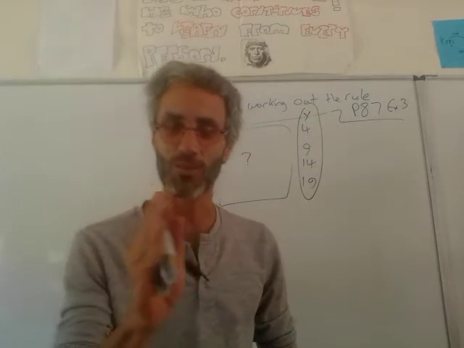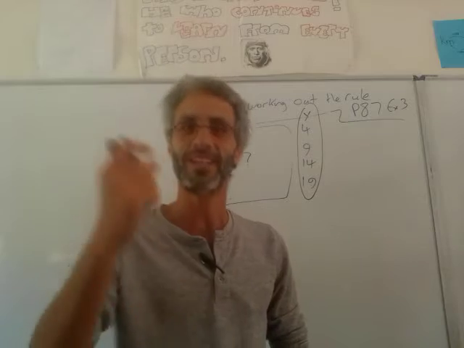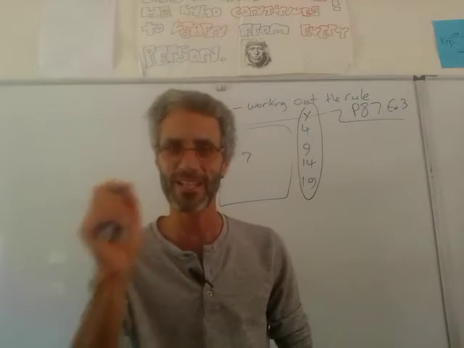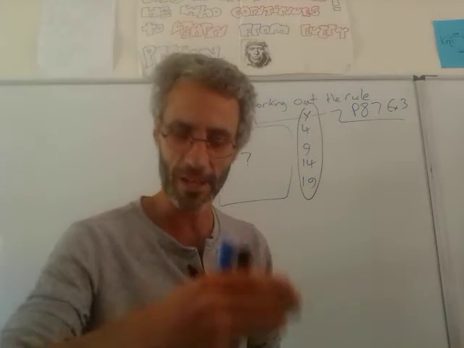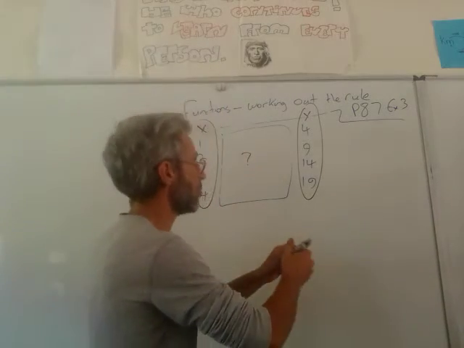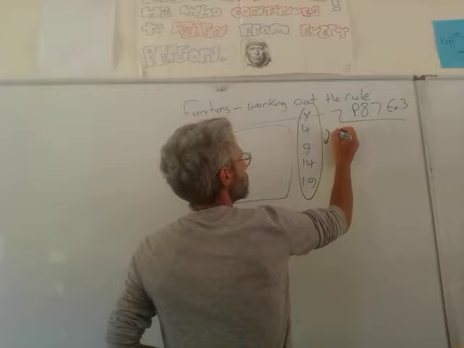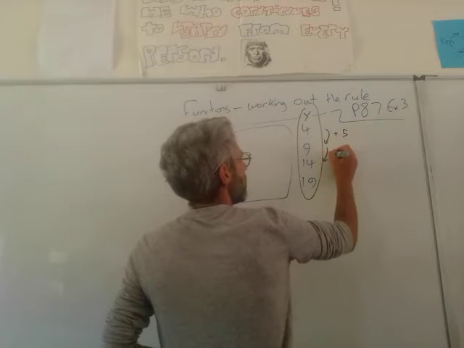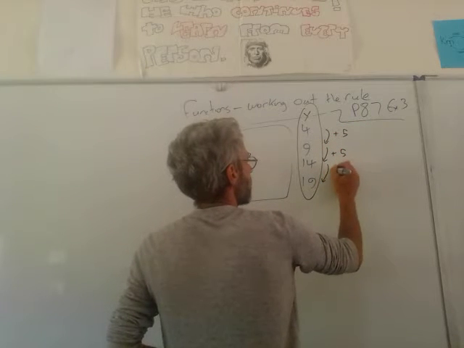So what's the name of this sequence? Let me show you. That is an arithmetic sequence, linear. It goes up by the same amount. How much does it go up by? Let's have a look. From here to here, it goes up by 5. Up by 5. Up by 5.